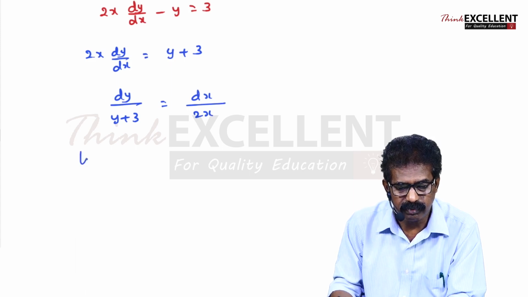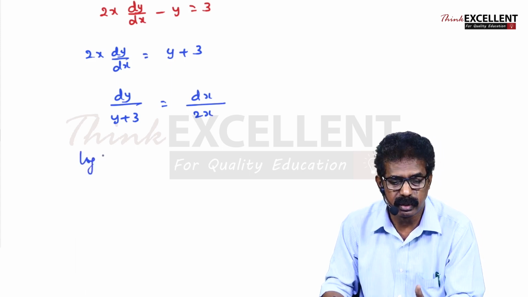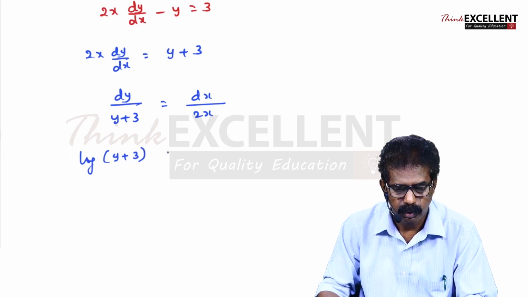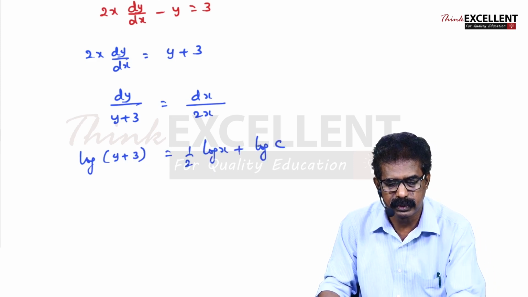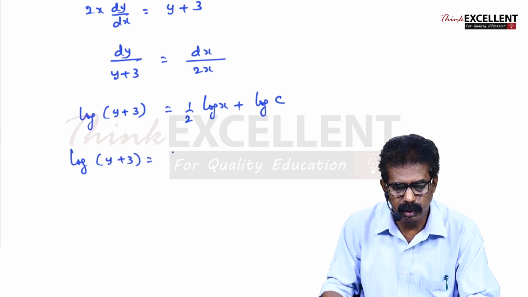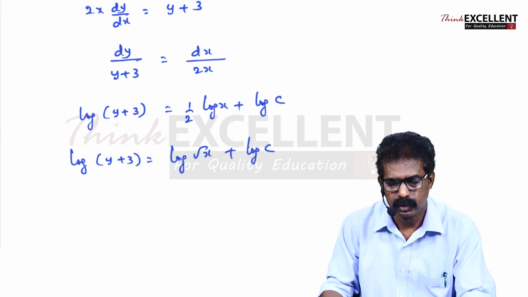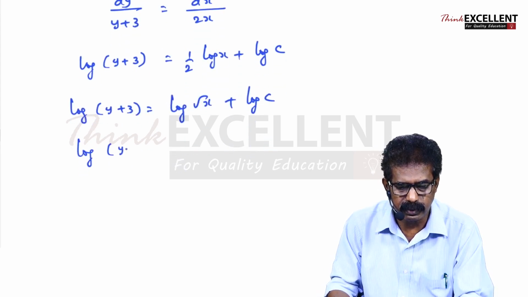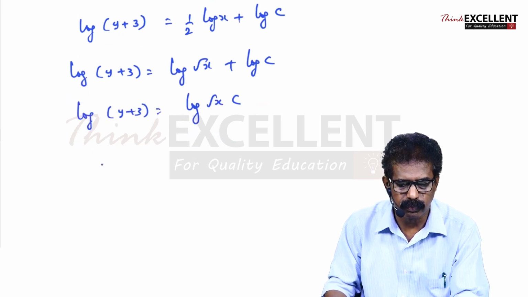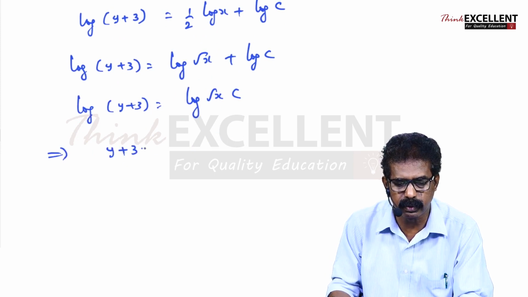Here log of denominator, right? When you integrate, denominator derivative is the numerator: y derivative 1, 3 derivative 0. So log of y plus 3 is equal to 1 by 2, 1 by x integration log x, plus a constant, you say log c. So log of y plus 3 equal to log x raised to half, root x, right? Plus log c. So that is log of y plus 3 is equal to, product rule, log of root x into c. So when you take antilog, you are getting y plus 3 is equal to root x into c.